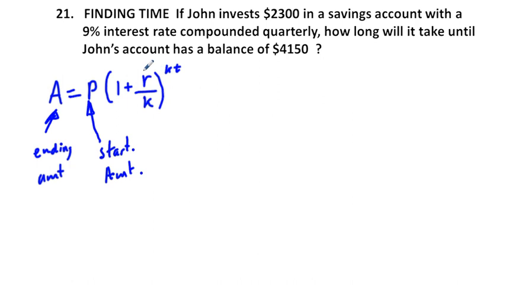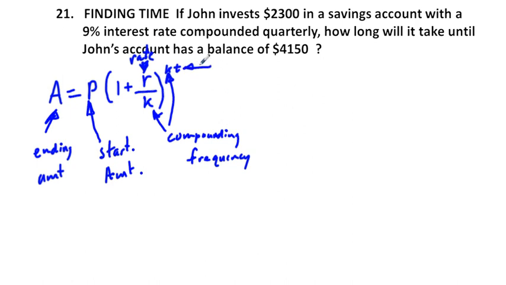This R would be rate. Okay, rate. And it's not going to be in percentage. It'll be in decimal form. We'll get to that. K we'll call compounding frequency. And then, of course, that would occur two places: K down here underneath the R, and also up here in the exponent. And T would be time. And time is going to be in years most of the time when it deals with money.